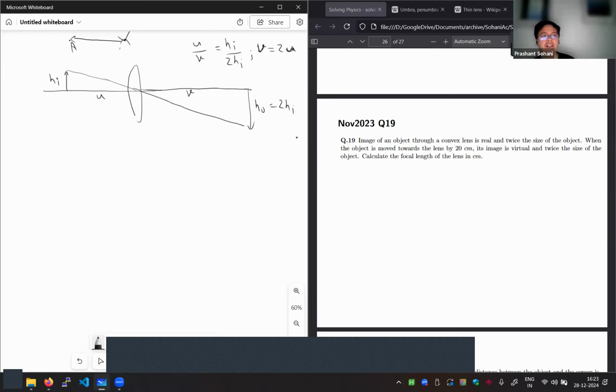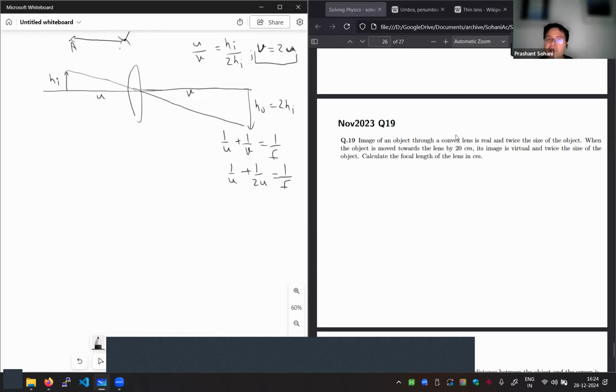Okay, and I can write the lens equation, right? So here the lens equation is 1 upon u plus 1 upon v is equal to 1 upon f. But now because v is 2 times u, instead of v, I can write it as 2u. So I'll get 1 upon u plus 1 upon 2 times u is equal to 1 upon f.